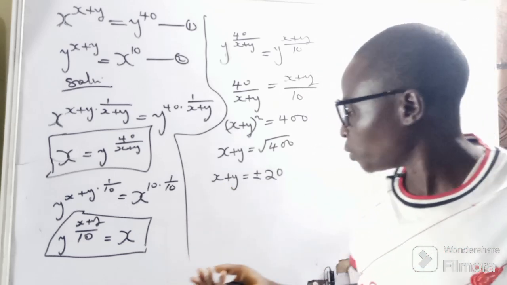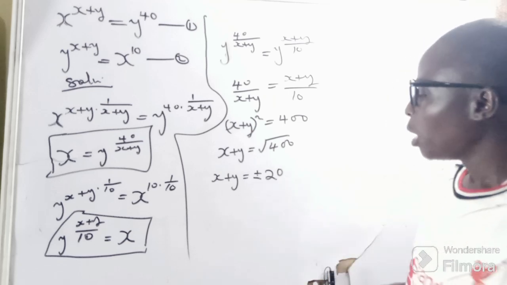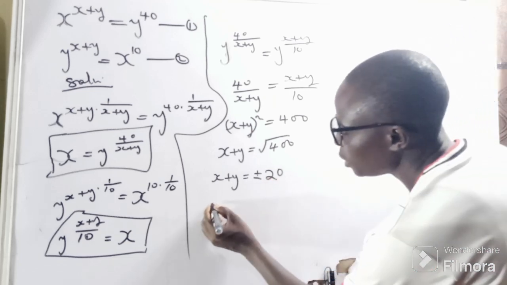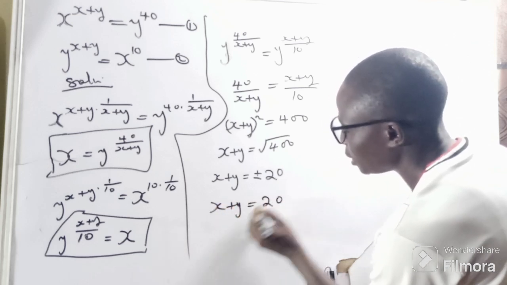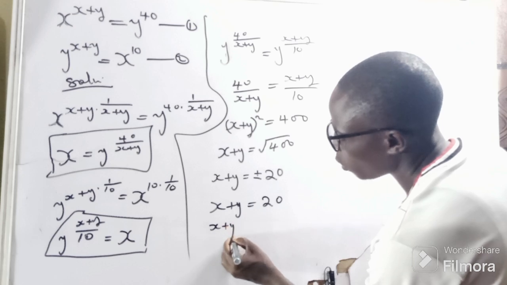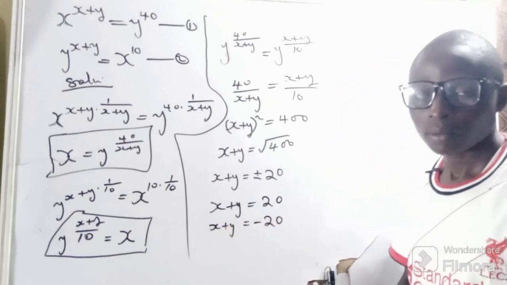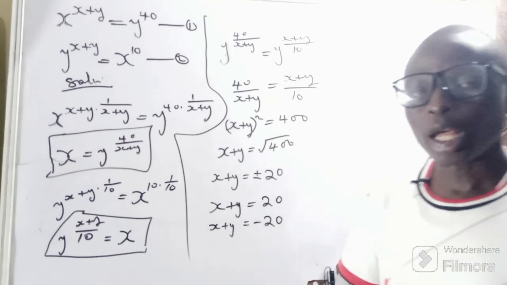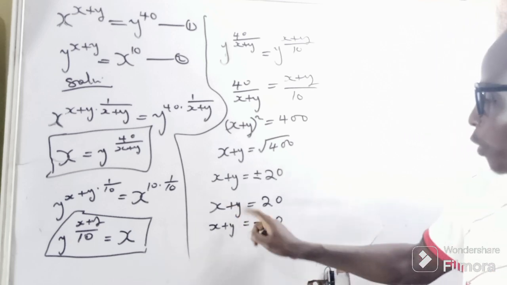The answer is no, since we have two different variables. But when you look at it, this is plus and minus. That means x plus y is equal to 20 and x plus y is equal to negative 20. We have two situations here. We are going to tackle them one after the other.